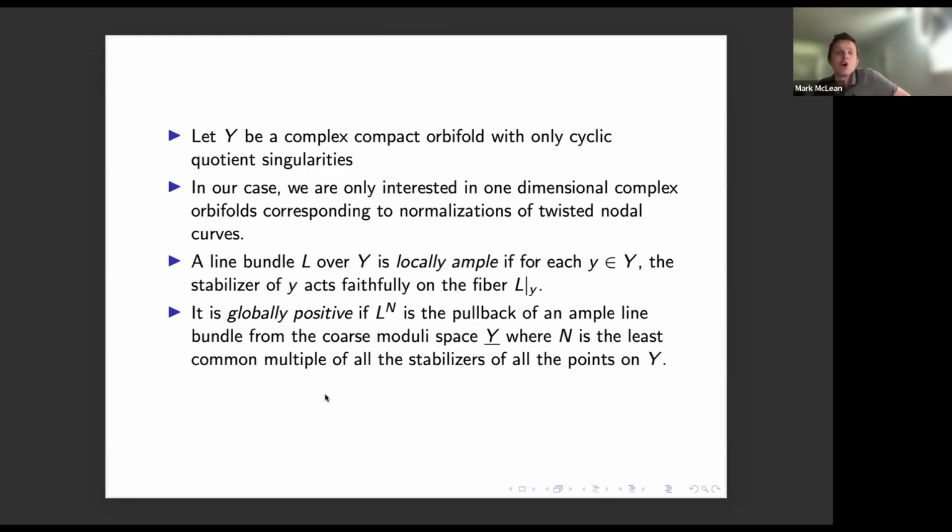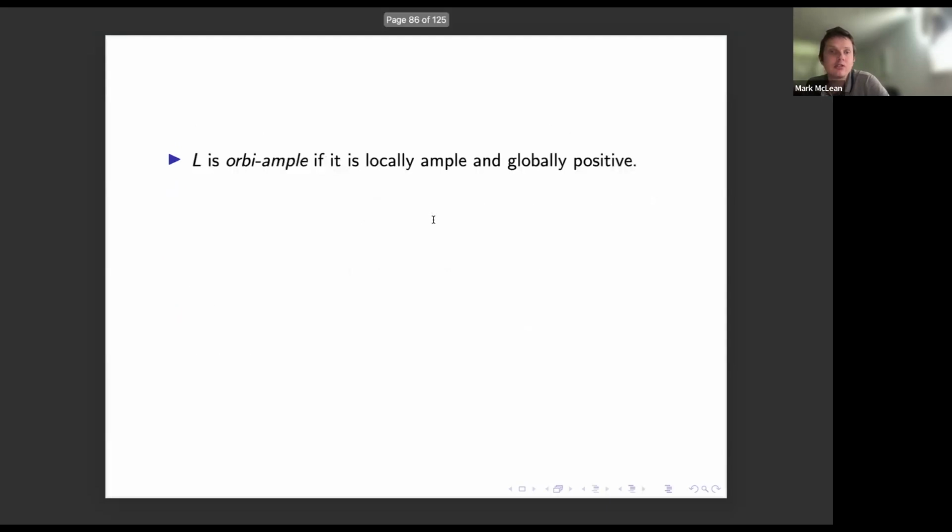And then we call it globally positive if some power of this line bundle is ample on the coarse moduli space. If you have a complex orbifold, the coarse moduli space is some variety, and you want some power of L to be the pullback of a bundle from this coarse moduli space. So L to the n is like a naive vector bundle, where on orbifold charts Gamma doesn't act on the fibers. If you take an appropriate power of L, the stabilizers will act trivially, and it's a pullback from the coarse moduli space. So L is orbi-ample if it is locally ample and globally positive.